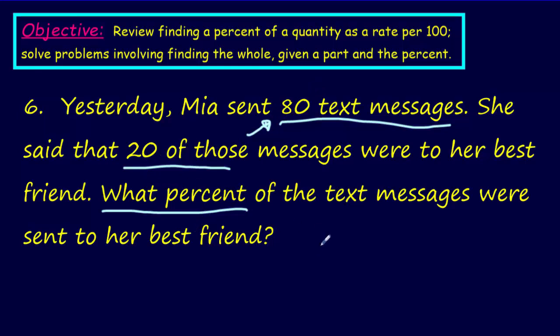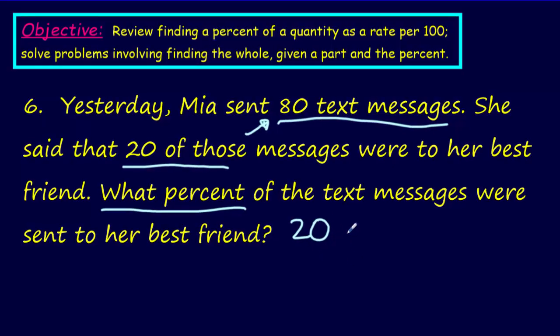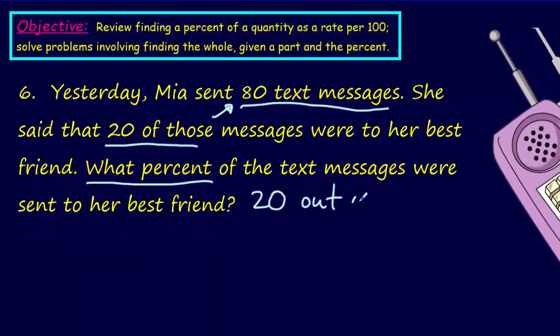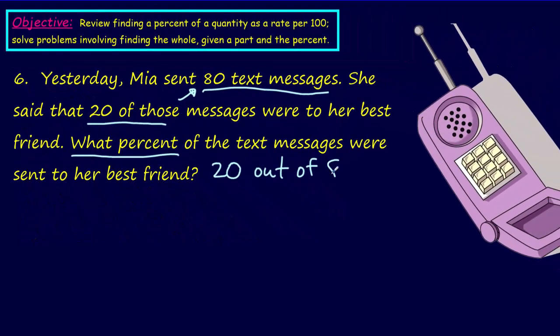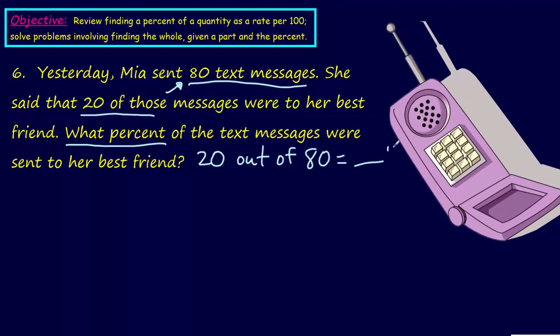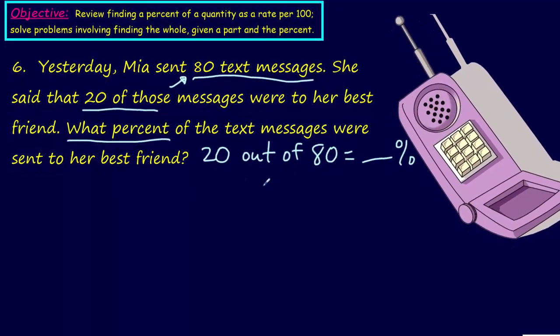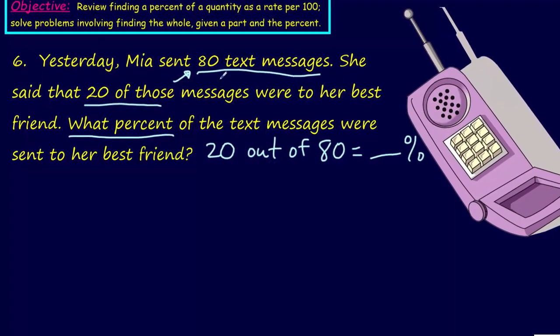And when that happens, well, we can list this as, well, 20, and let's write out of because it's not all of them. This is the part. Out of 80 is equal to, yeah, what percent? That's what our problem is saying. 20 out of 80 is equal to what percent?